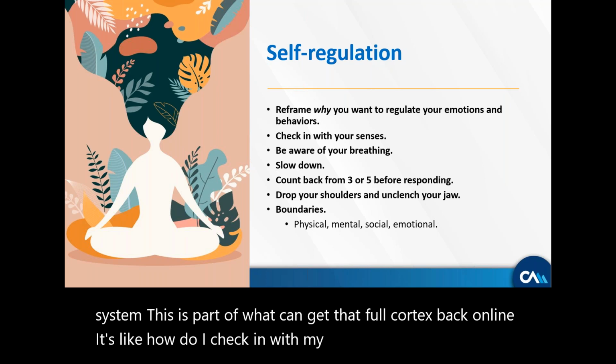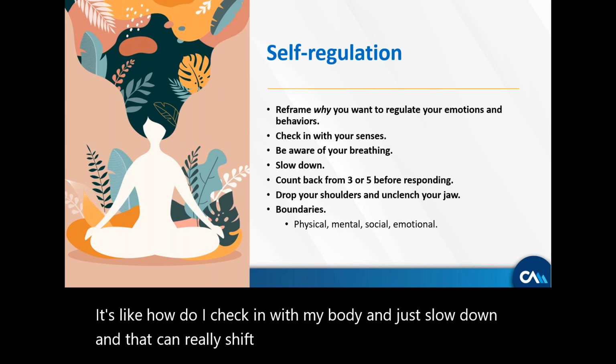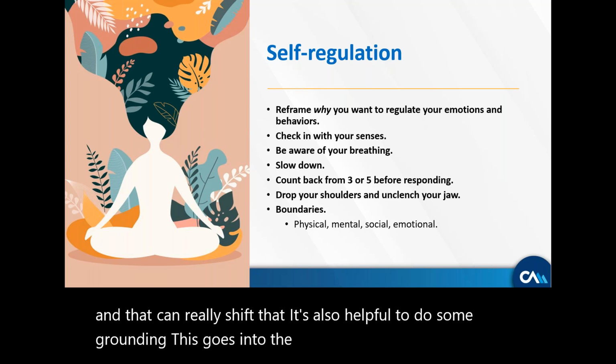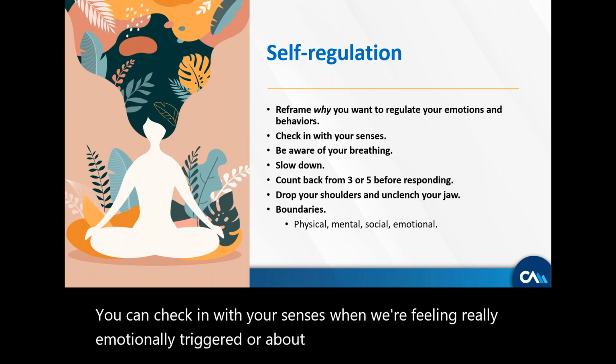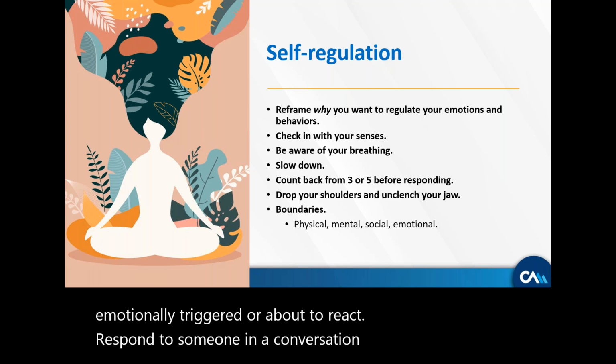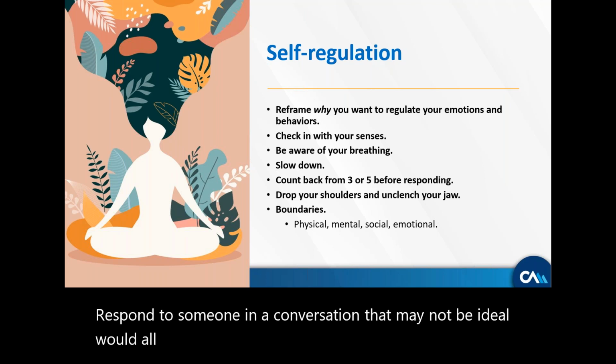It's like, how do I check in with my body and just slow down? And that can really shift things. It's also helpful to do some grounding. This goes into the mindfulness category of DBT. You can check in with your senses when we're feeling really emotionally triggered, or we're about to react or respond to someone in a conversation that may not be ideal. What I'll do is just check in with my 5 senses.